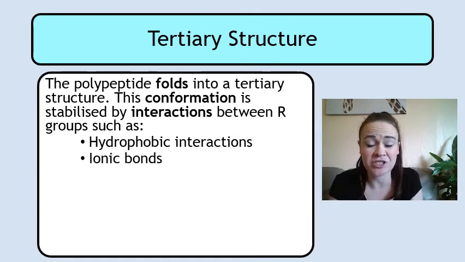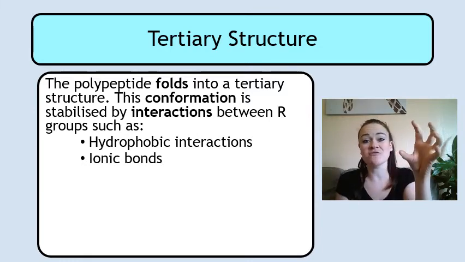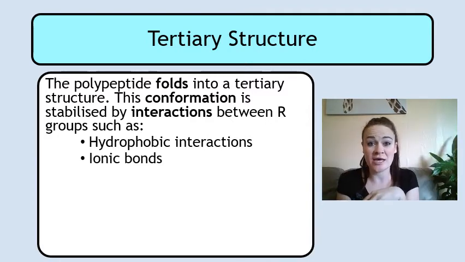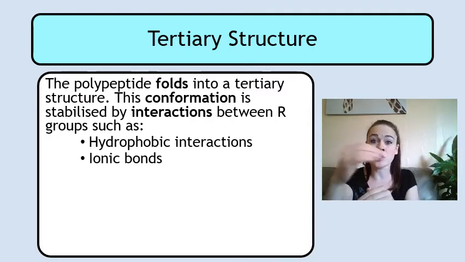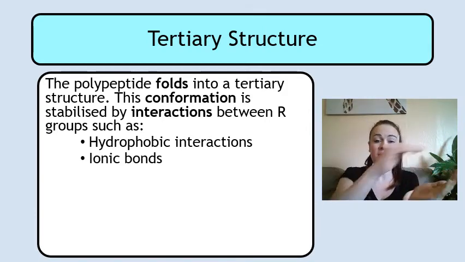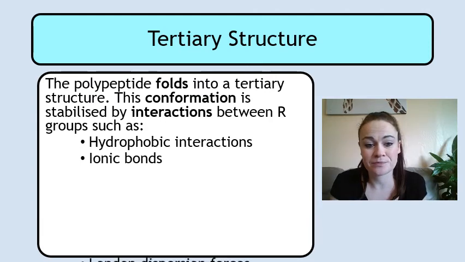Another type of interaction is ionic bonds. That occurs between R groups that are positively charged and another R group that's negatively charged. So the opposites are attracting. That will make certain folds in the protein chain too, as the R groups come together with their interaction.